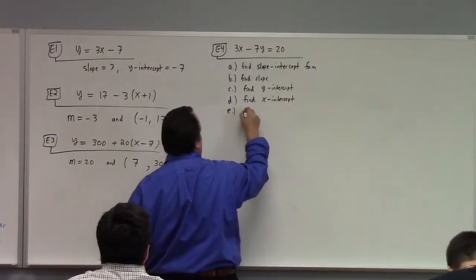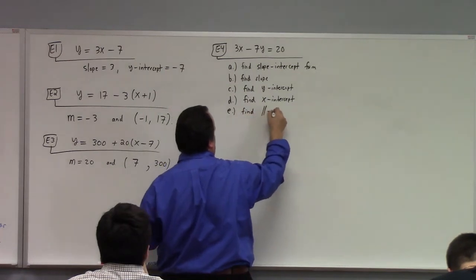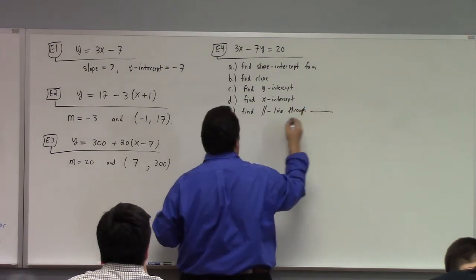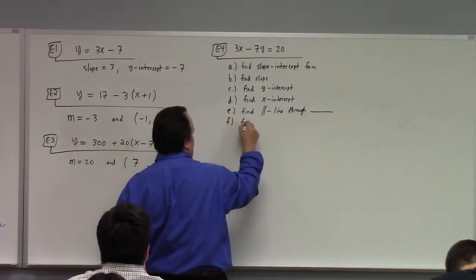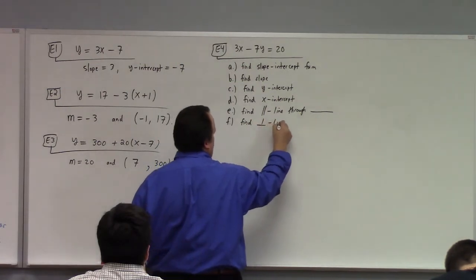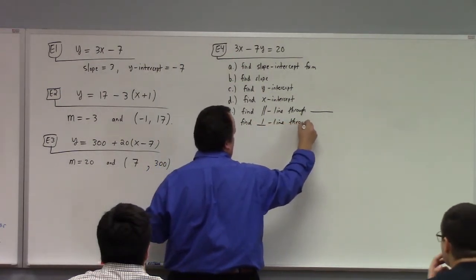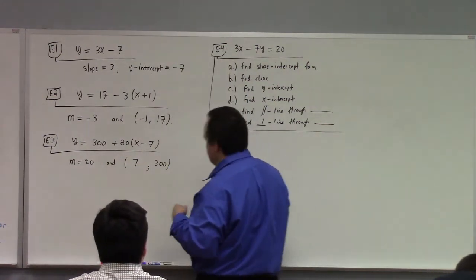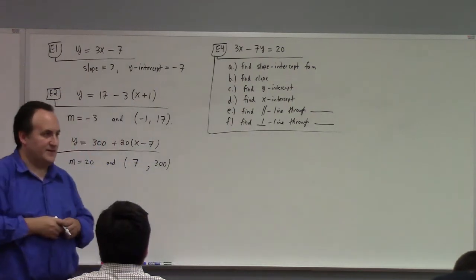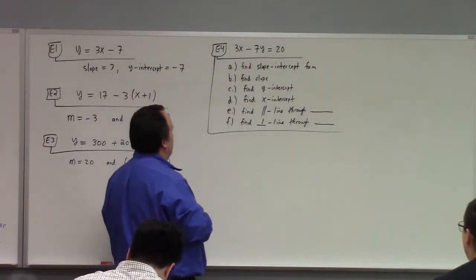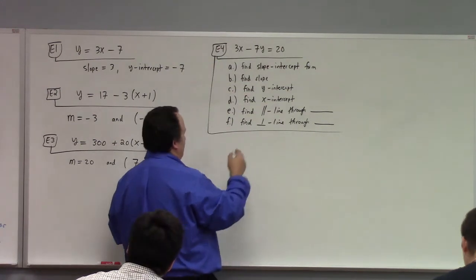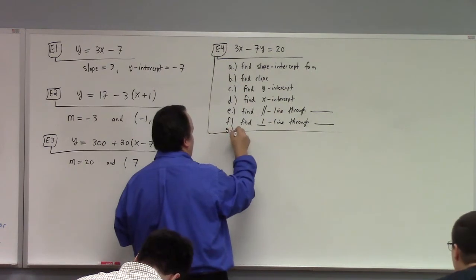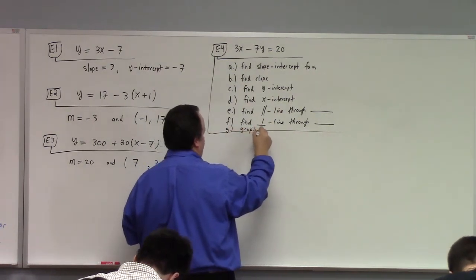E, find a parallel line through, we'll fill in a gap there. F, find a perpendicular line through, and I'm going to let you guys pick the points. I should have added a graph in here somewhere, right? If you don't mind, I'm going to make it E, F, G. What comes after F? Oh yeah, G. G, graph it. G for graphing, just like I planned.